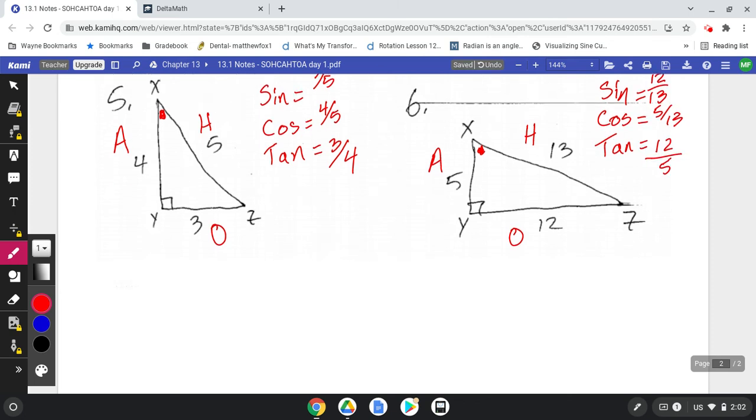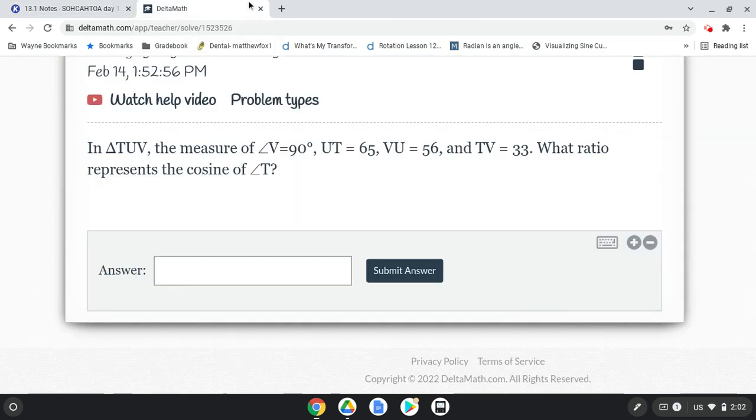All right, that is all, except I want to show you something on Delta Math. There are two types of questions on Delta Math. The first type, I'll show you in just a second. The second type is a little bit more difficult.